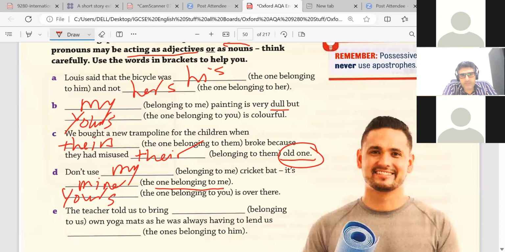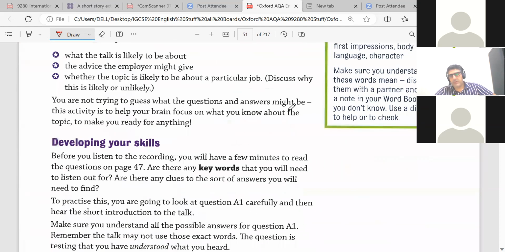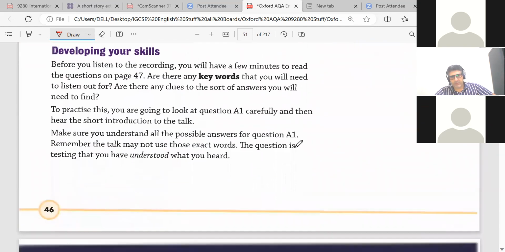The last one, Akram. The teacher told us to bring ours. Our is the one that is a noun. On yoga maths, as he was always having to lend us his, the ones belonging to him. So his. Perfect, well done, guys. So this is the end of personal pronouns: how to use subject, object, possessive pronouns and adjective pronouns. Right?